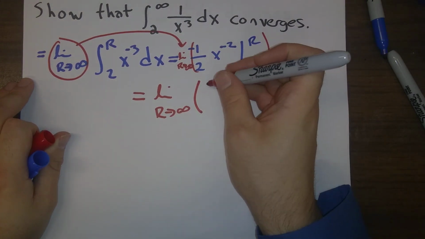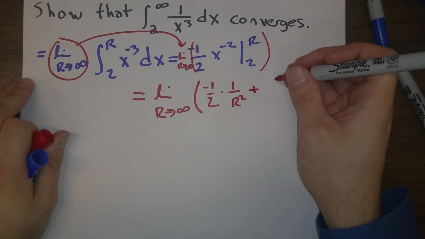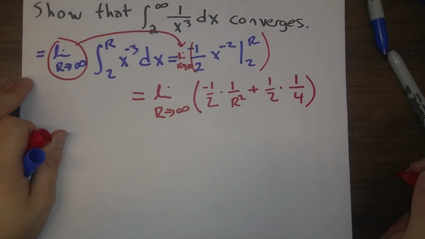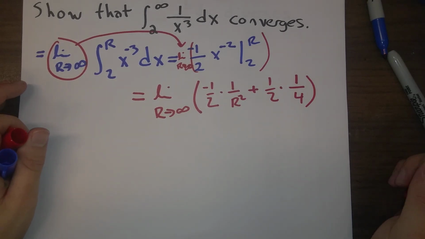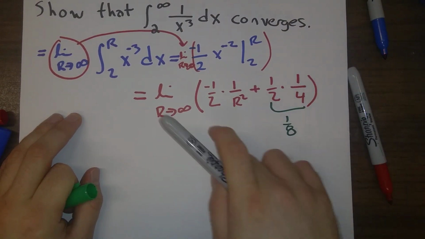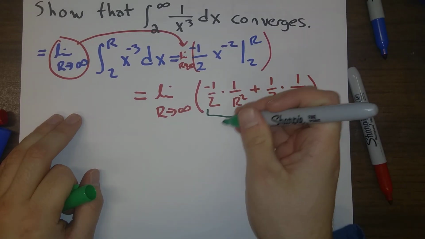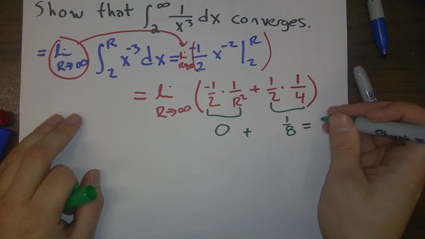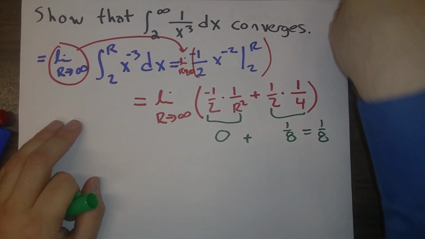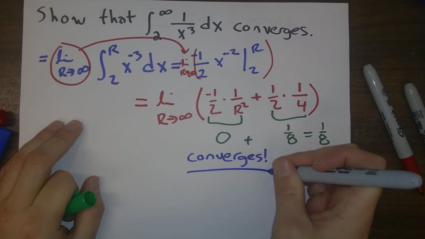Okay, so when we plug in r, we get minus 1/2 times r to the minus 2. And when we plug in 2, we get 2 to the minus 2, so 1/4. So this is where we're at. So let's see what's going on here. That is just 1/8. And as r goes to infinity, 1 over r squared goes to 0. So this whole thing goes to 0. And so our answer is just 0 plus 1/8, which is 1/8. So here's what we evaluate this improper integral to be. And because this is finite, we conclude that yes, it does converge.